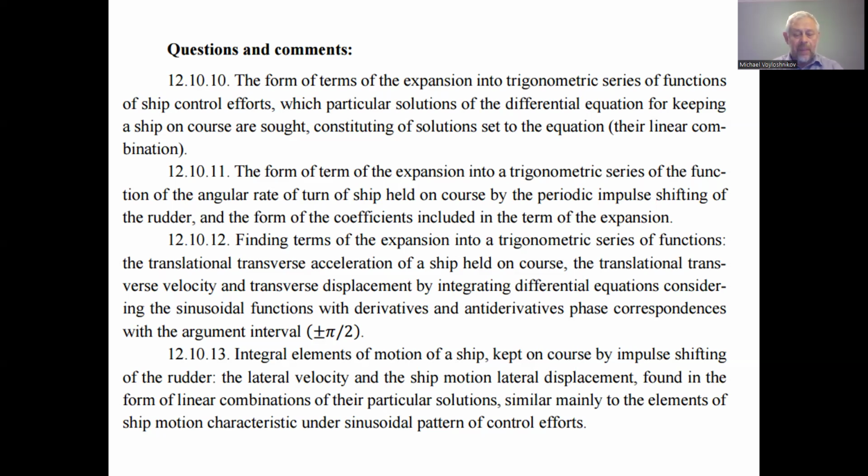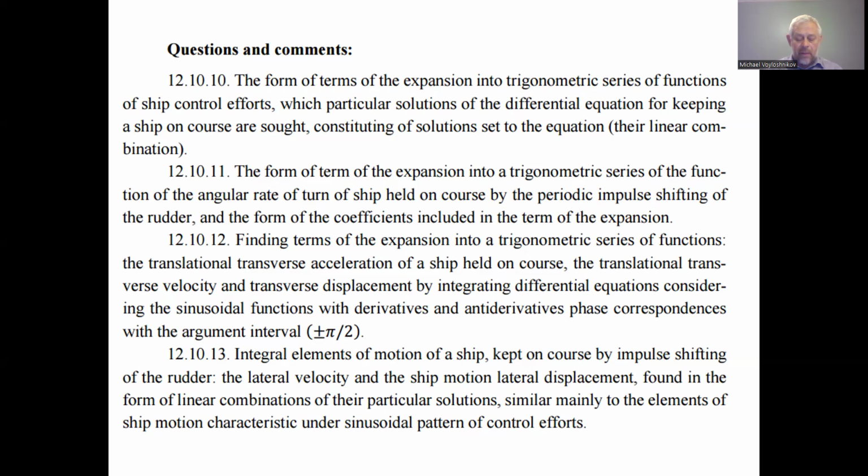12.10.13. Integral elements of motion of a ship kept on course by impulse shifting of the rudder: the lateral velocity and the ship's lateral displacement are found as linear combinations of particular solutions, similar mainly to the elements of motion characteristic of the sinusoidal pattern of control efforts.